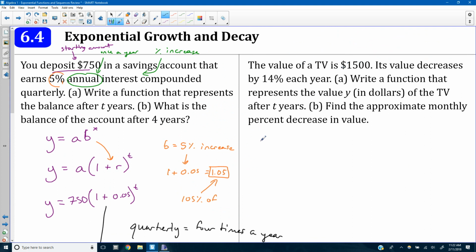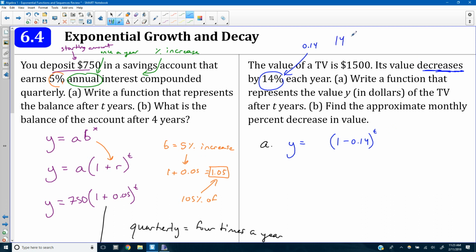First and foremost, let's come up with part A, that function. Now this says 14% each year. So 14% is 0.14 as a multiplier, same kind of thing we talked about before. 5% is 0.05, but we're going to decrease. So we're going to take 14% off the TV every single year. So this is going to become a y equals equation where instead of doing 1 plus 0.14, we're going to do 1 minus 0.14, and raise it to the t value. There's no compounding taking place here necessarily, but we need to take 14% off of the value.